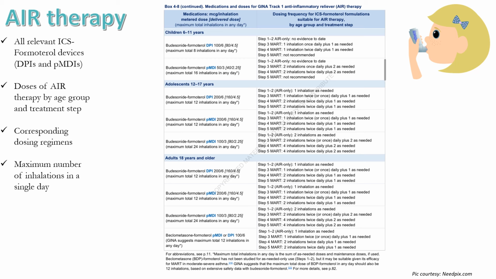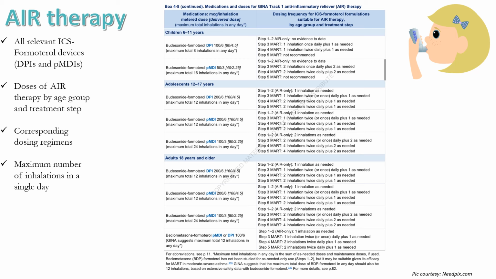Medications and doses for track 1 anti-inflammatory reliever therapy have been clarified by GINA 24. This means, like in the previous scene you had seen, that the treatment chart consists of two tracks, track 1 and track 2, and in each track there are two subdivisions. First is for the controller therapy and maintenance, and the second is for the reliever therapy. So here the GINA has given the details about anti-inflammatory reliever therapy.